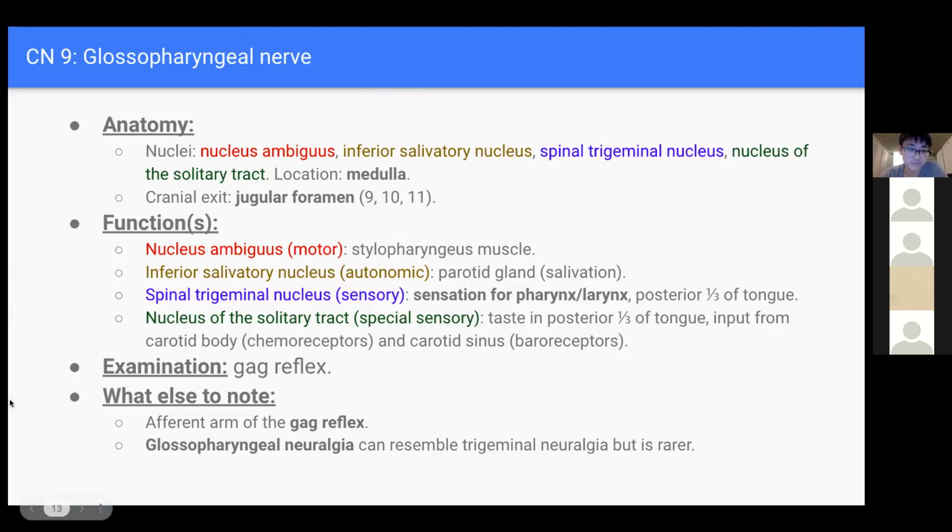pharynx and your larynx. The other thing to note is that you can have a condition called glossopharyngeal neuralgia. This is similar to trigeminal neuralgia, but it's rarer. The triggering factors are a little different, but it's a similar kind of pain.